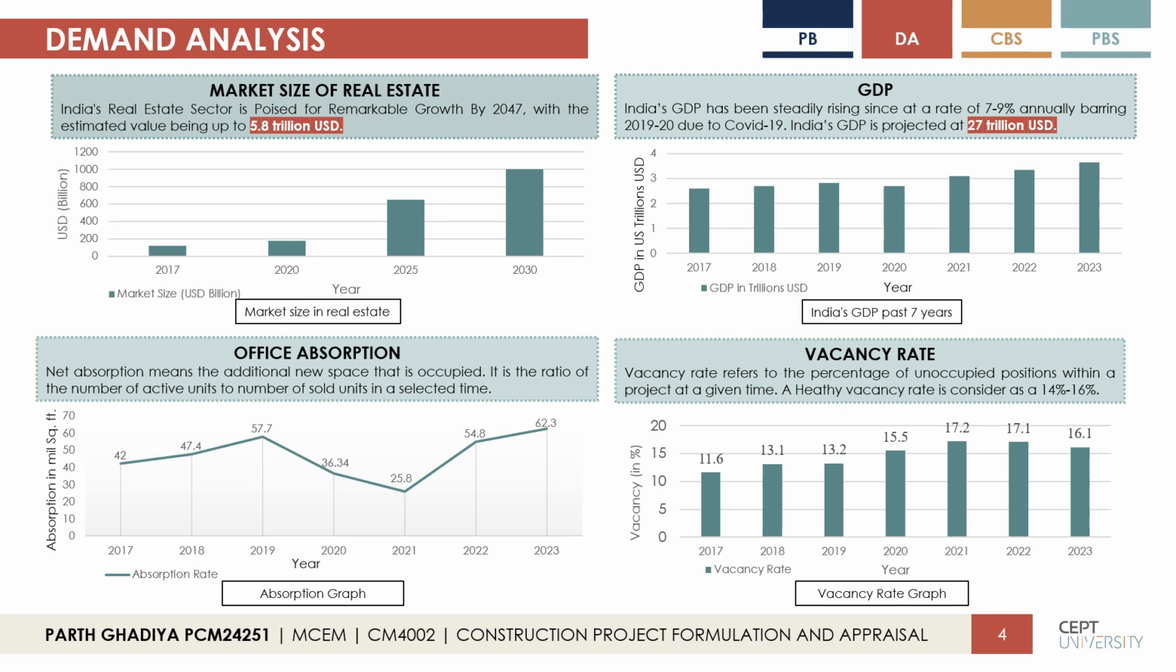Next is the office absorption. Net absorption, which measures the additional office space occupied, has been steadily increasing. This indicates strong demand from businesses across various sectors. The absorption graph shows a positive trend, a steady increase in the net absorption over the years. This suggests that businesses are expanding and requiring more office spaces.